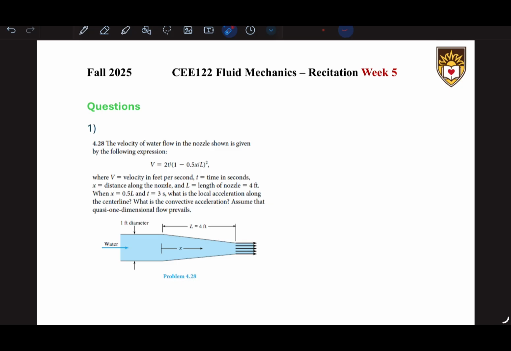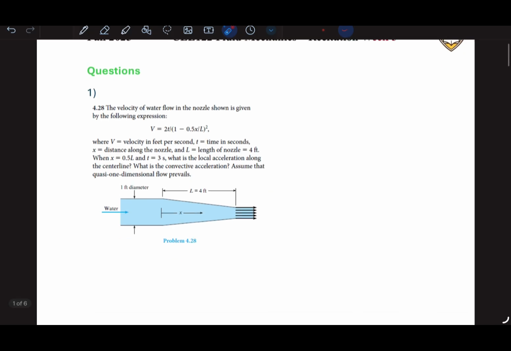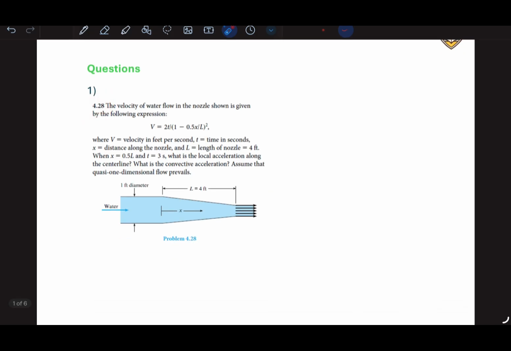We will have 6 different questions and they are mostly related to fluid kinematics. So let's get started with the first one. This is question 4.28.